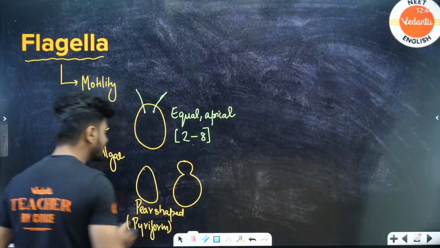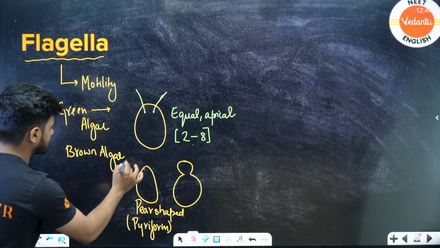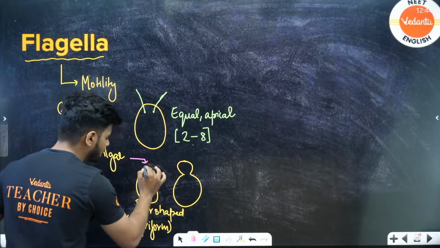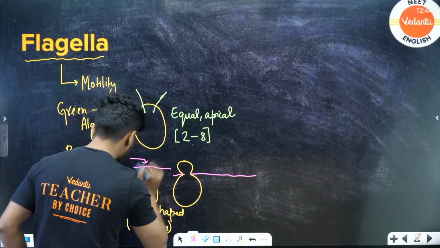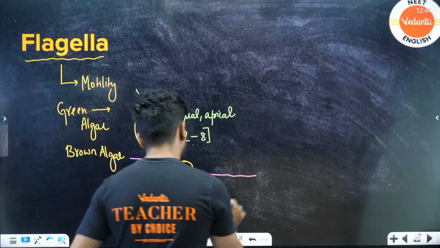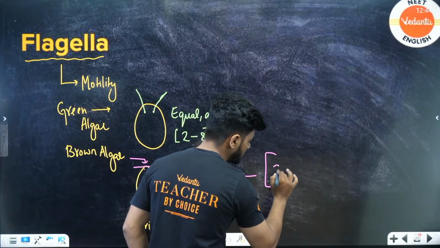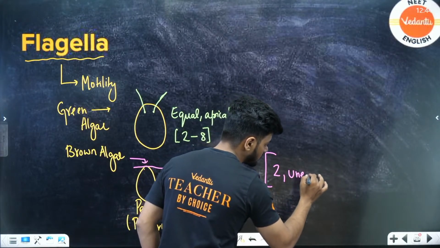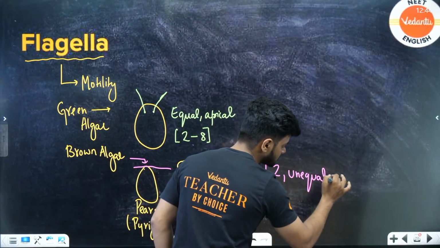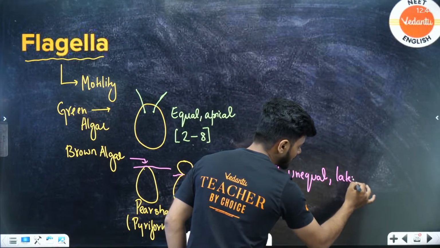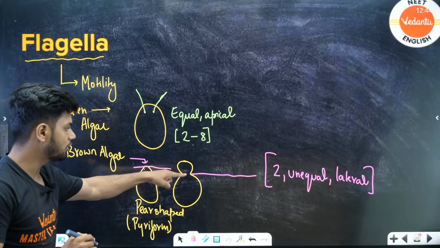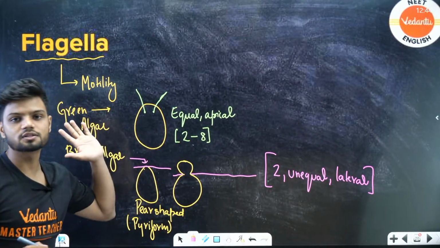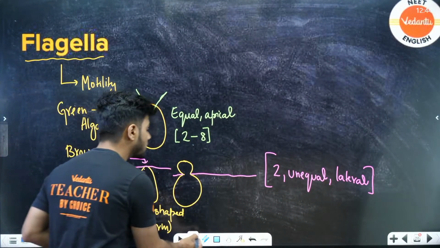In the case of your brown algae, flagella is laterally coming out. It is usually 2 in number. It is unequal and it is lateral in shape. Can you see? It is laterally coming out, it is unequal and it is 2 in number. Clear? Now, what about your red algae?